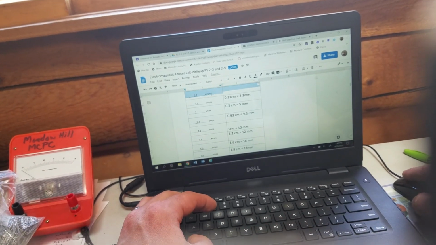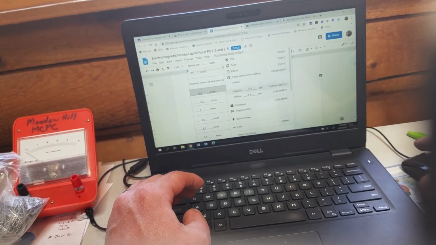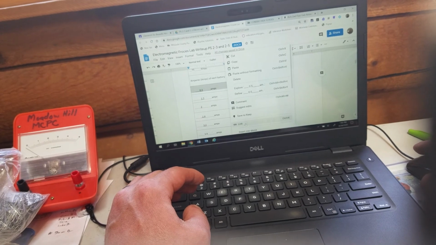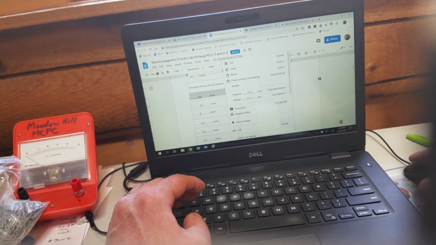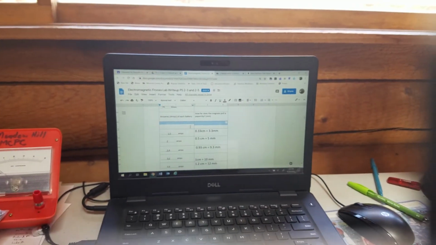Okay, and I had a half an amp one up there, but it would not pull it at all. So I'm just going to delete that one. Okay, all right, and that's our first data table.